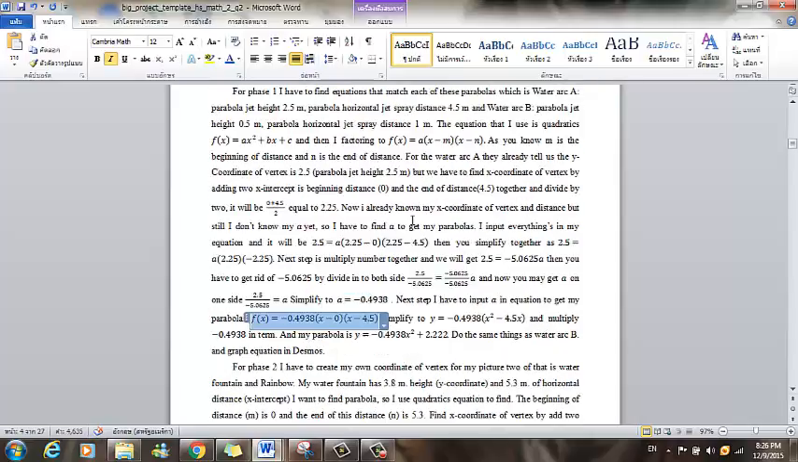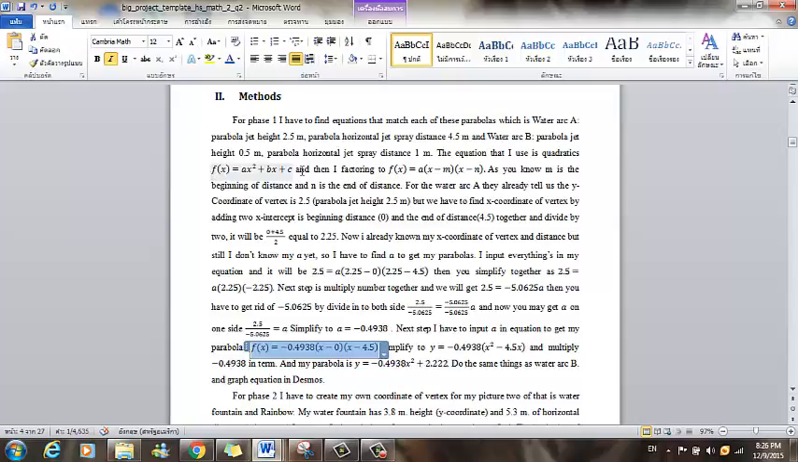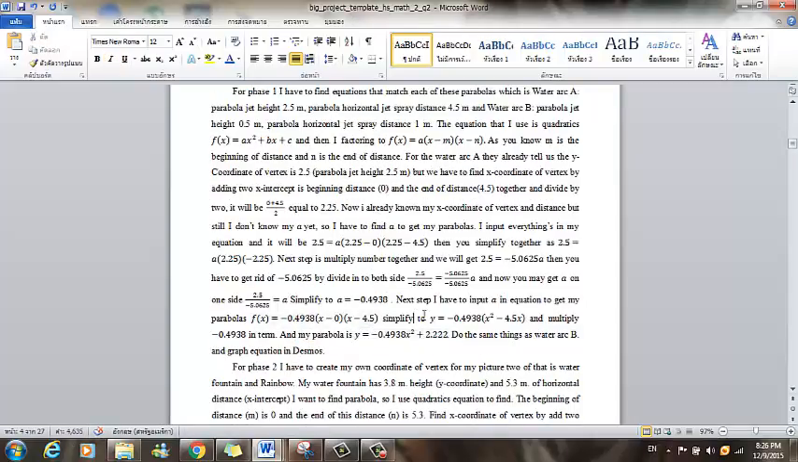So next step is I have to input a in my equation, and the equation is this, the same as the first one that we have. We already know m and n, so it's 0 and 4.5. And we already know a, the answer that we got. Now we simplify to y equal to minus 0.4938 bracket x squared minus 4.5x bracket.